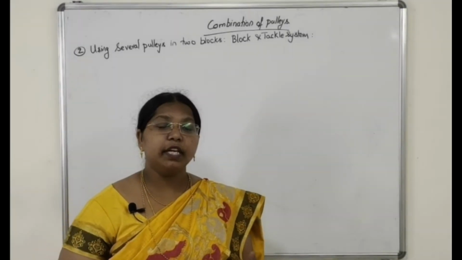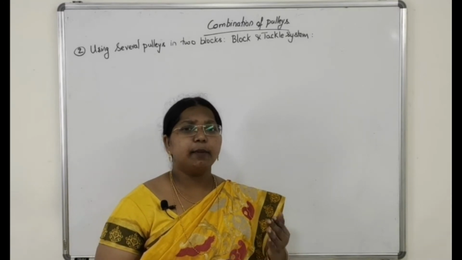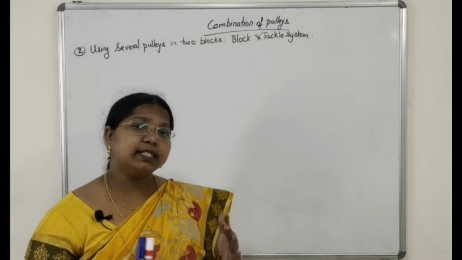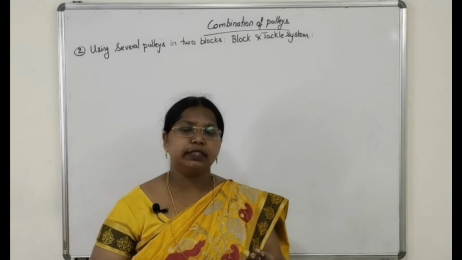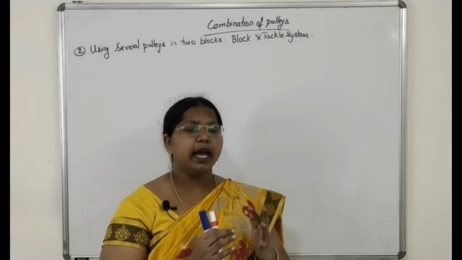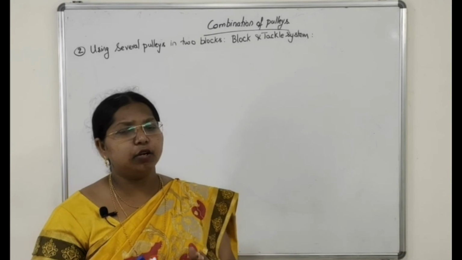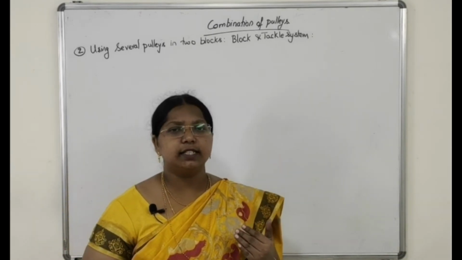Now we will see the other combination of pulleys, several pulleys in other combination. Now we will see the combination of pulleys in second type. Here we are using a block and tackle system. In block and tackle system, we have several pulleys in 2 blocks. Suppose we have 4 pulleys, 2 in upper block and 2 in lower block. The upper block is called block and the lower one is called tackle. Block is attached to the fixed rigid support.